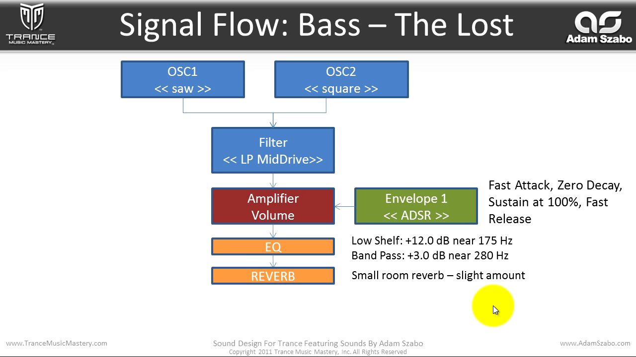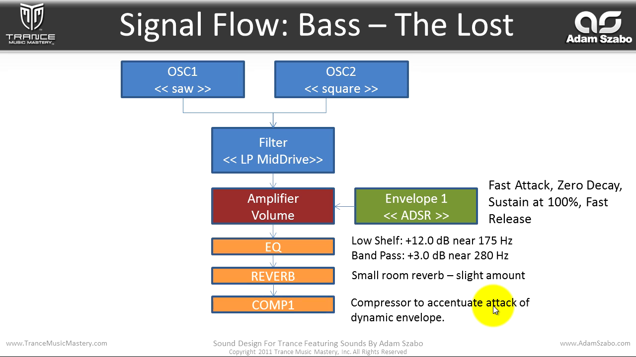And then that flows into a reverb, and this is configured to be a small room reverb with just a slight amount of reverb. And then that flows into a compressor to accentuate the attack of the dynamic envelope. And then finally it goes to the main output.